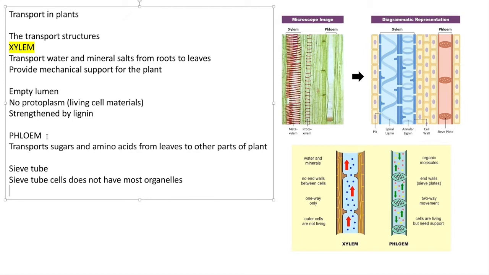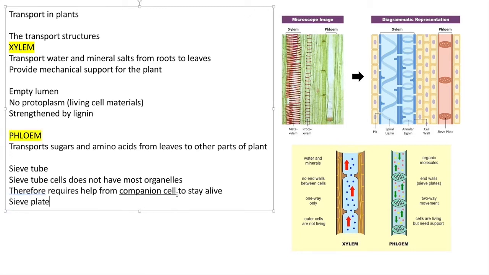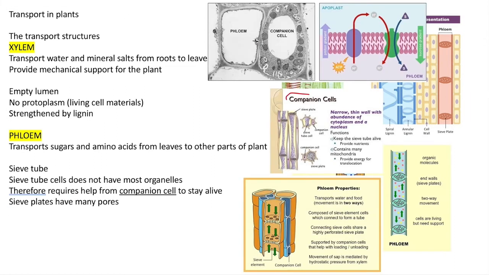The sieve tubes are cells that have lost most of their organelles, so to be able to transport food materials rapidly. Because of this, they need a companion cell to carry out the life processes and assist these sieve tubes to keep alive, for it to carry out its function. And at the ends of each sieve tube cell, there are components called sieve plates with pores on them, which enable rapid flow of materials.